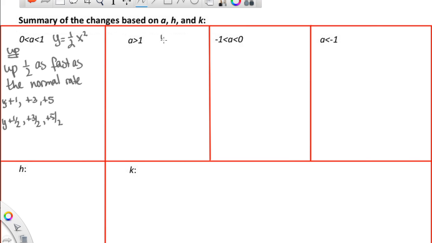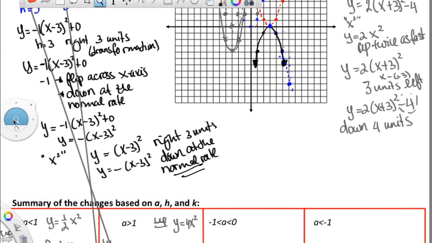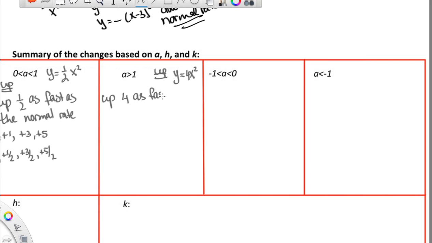If a is greater than 1, that's still positive, so we're still going to go up. For example, if we said y equals 4x squared, then we go up 4 times as fast as the normal rate. And again, if the normal rate was +1, +3, and +5, then now from the vertex, the next dot will be up 4, and then it will be up 4 times 3, which is 12. And the next dot after that, 4 times 5, is up 20.